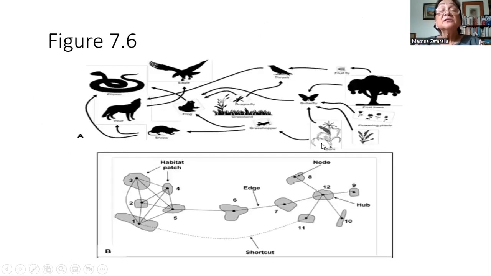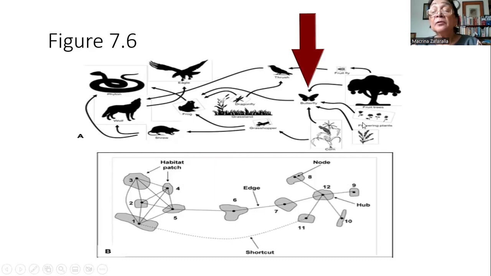So here is the food web. These are the nodes, and the lines represent the edges or the connections between the nodes. Now the lower figure is a codified food web, so it is represented like so. Here is the high density or high degree node because it has the most number of connections to it. Let's count 1, 2, 3, 4.